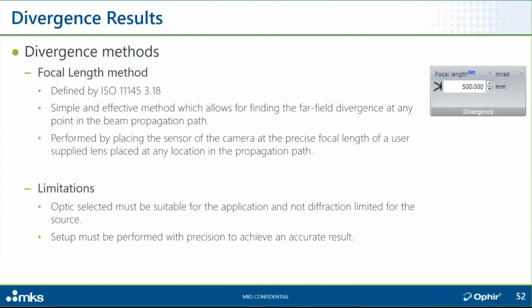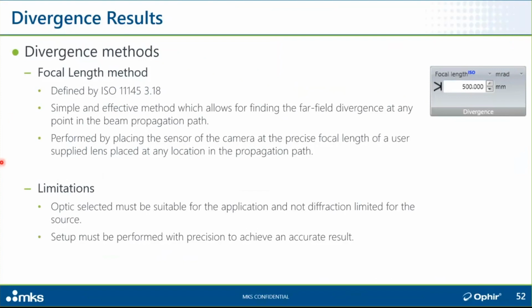It's a simple and effective method. We calculate the far field divergence at any point in the beam propagation path. And you do this by placing a known lens into the beam path and then putting the sensor of the camera at the precise focal length. You'll need the ability to know that focal length well and place the sensor in the correct location. Then all you have to do is enter that precise focal length into the BeamGage divergence panel, just shown here. This is on the computations ribbon. This is the divergence panel. You do that, and then the divergence calculations are automatically calculated and displayed in the results display.